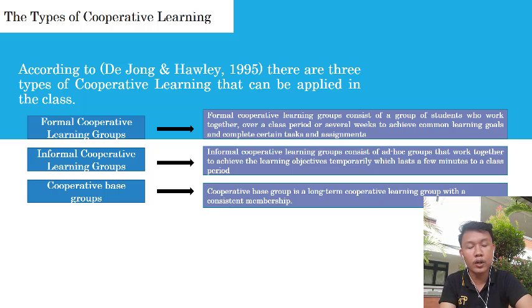the chapter. And the informal cooperative learning groups consist of ad hoc groups that work together to achieve temporary goals, which last a few minutes to a class period. And the cooperative base group is a long-term cooperative learning with consistent members. This learning is permanent, lasting for one or several years, and provides long-term relationships that influence the members to consistently cooperate in a school.